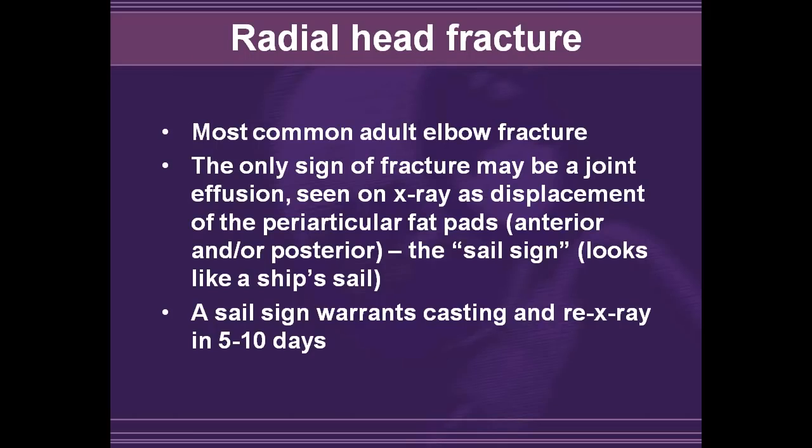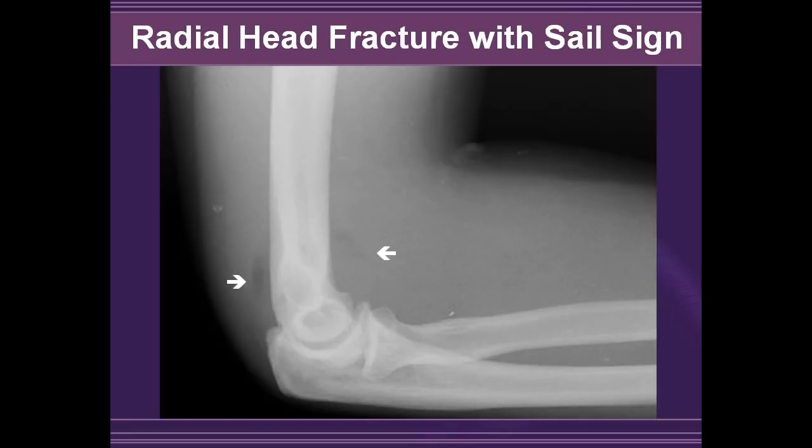Radial head fractures are the most common elbow fracture in adults. Sometimes the only sign of the fracture is a joint effusion, and you can look for a sail sign. The sail sign itself warrants casting and re-X-ray in 5 to 10 days. The two arrows here show the anterior sail sign, which is the one on the right, and the posterior sail sign, which is the one on the left. These are very specific for joint effusion and are often associated with radial head fracture.